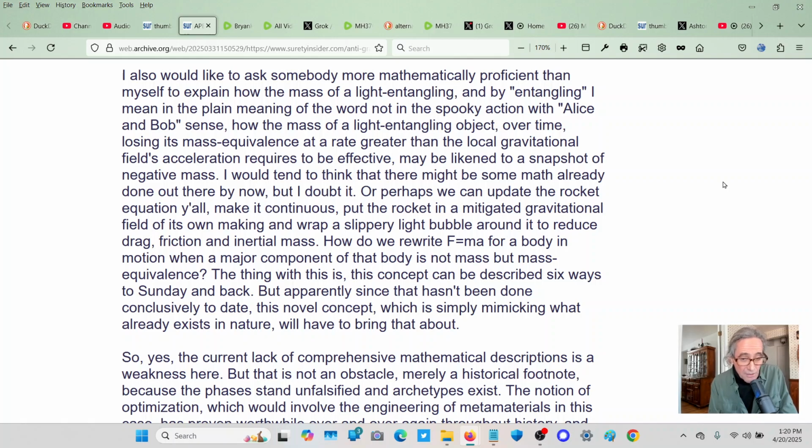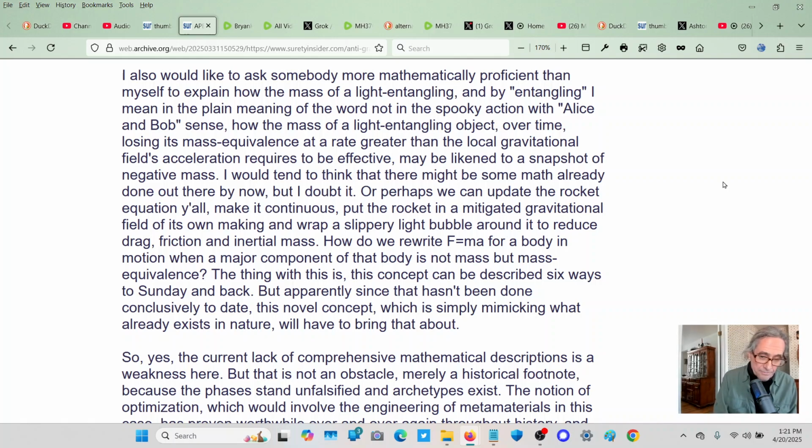I would tend to think there might be some math already done out there by now, but I doubt it. Or perhaps we can update the rocket equation, y'all. Make it continuous. Put the rocket in a mitigated gravitational field of its own making, and wrap a slippery light bubble around it to reduce drag, friction, and inertial mass. How do we rewrite F equals ma for a body in motion when a major component of that body is not mass, but mass equivalence?